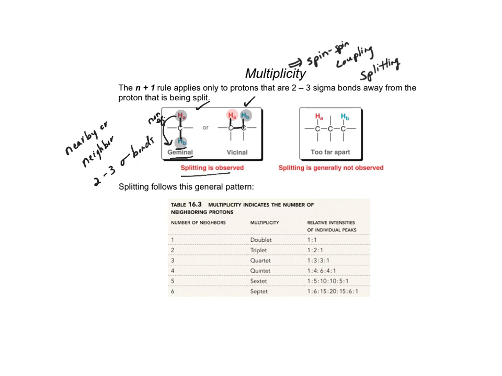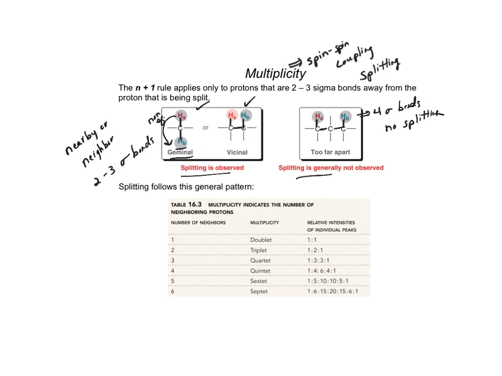Okay, now a situation where you wouldn't see splitting is where you have HA and HB is way over here. Okay, so if we count the number of sigma bonds, we've got 1, 2, 3, 4. So because this is 4 sigma bonds away, you will not see splitting here. So this is no splitting in situations like these, okay? Or 5 or 6 or however many far apart they are, okay? Okay, so spin coupling, spin splitting, it's only going to occur when we are 2 to 3 sigma bonds away from each other.